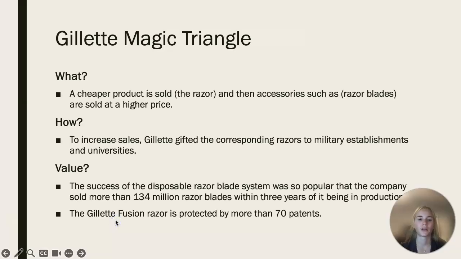Gillette Magic Triangle. The what? A cheaper product is sold, for instance the razor, and then accessories such as the razor blades are sold at a higher price. How? To increase sales, Gillette gifted the corresponding razors to military establishments and universities.